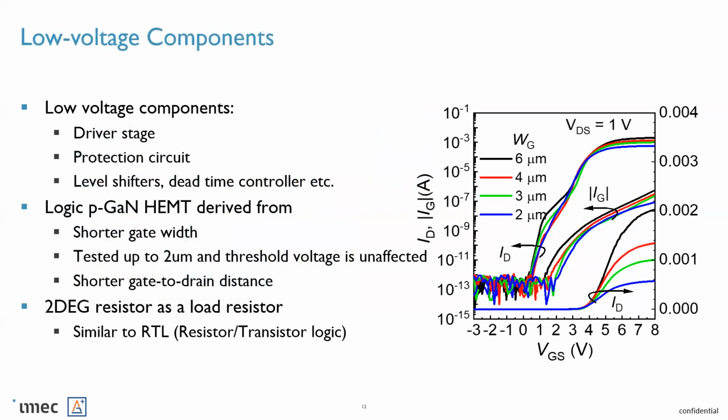So for the low voltage component, we have the logic P-GaN HEMT that is up to 20 or 30 volt to have in the analog part, that we realize from our high voltage logic P-GaN HEMT, derived from the shorter gate width and of course the shorter gate to drain distance. We have tested up to 2 micrometer gate width, and we see that the threshold voltage is unaffected. So these logic P-GaN low voltage devices are also part of our PDK.